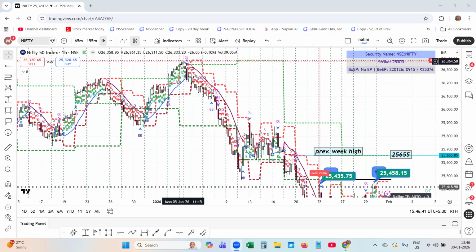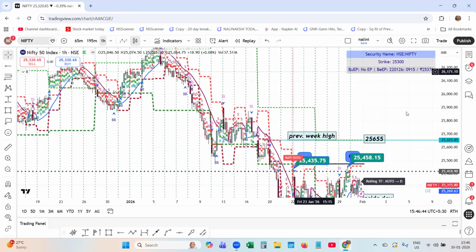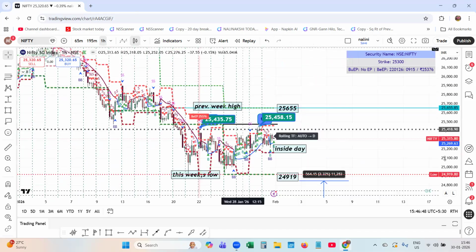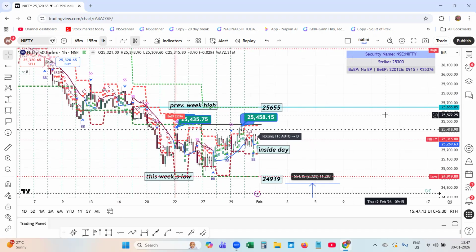You can see in the month of January, it has fallen from 26,300 to 25,900, 24,980, 990. So how many points? 25,000, 1,000 plus 919, almost 1,500 to 1,600 points fall we have seen in the market.